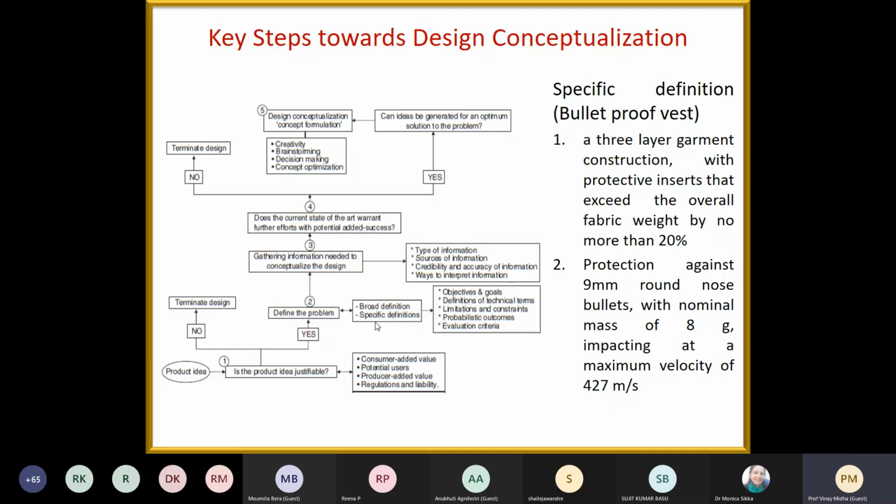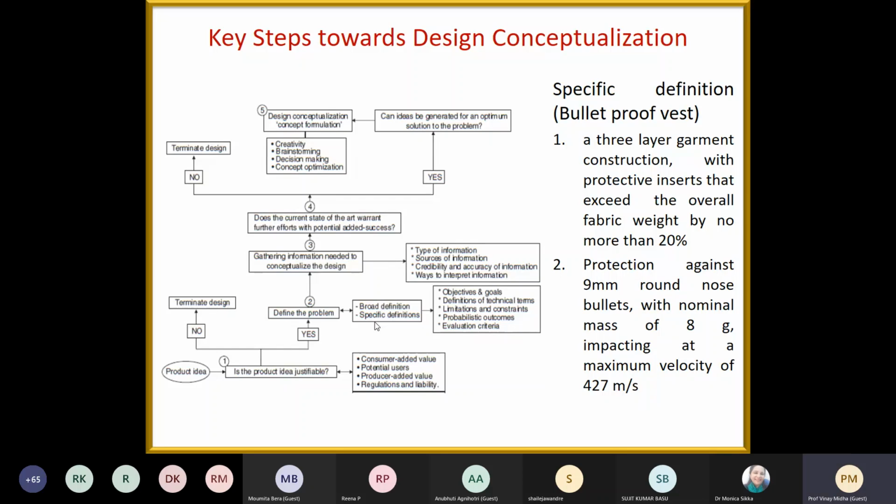Or a second definition can be, for example, protection against 9 mm round nose bullets with nominal mass of 8 grams, impacting at a maximum velocity of 427 meters per second. So this is the specific definition. If the velocity increases more than that, maybe your product is not able to work on that. So that is what we need to fix, that these are the specifications of my product. So that will be done by the specific definitions.